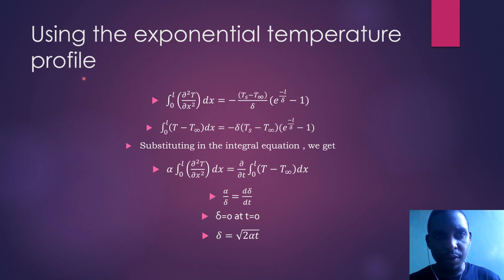Now using the exponential temperature profile we postulated, we go ahead and find the integral of the second derivative of temperature with respect to distance x, dx from 0 to L, as negative Ts minus T infinity over lambda, open brackets, exponential negative L over lambda minus 1. We also find the integral of T minus T infinity dx from 0 to L as equal to negative lambda times Ts minus T infinity times exponential negative L over lambda minus 1. Now we substitute these expressions into the integral equation, and we end up with a differential equation whose boundary condition is lambda is equal to 0 at t is equal to 0. We finally get the solution as lambda is equal to the square root of 2 times thermal diffusivity times t.